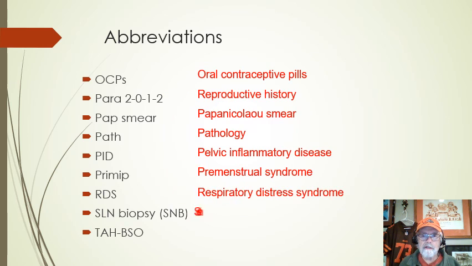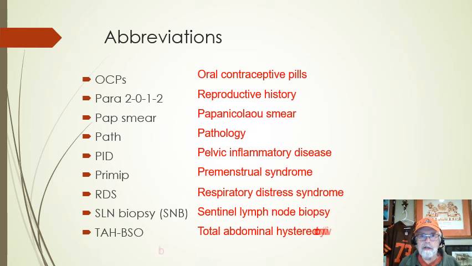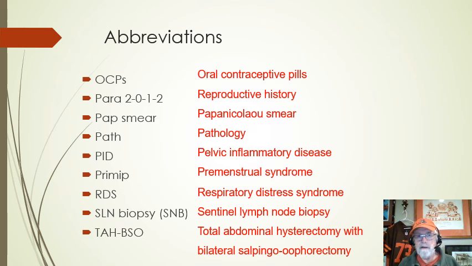What should you know in this list? The ones in here, OCP, oral contraceptive pills, that's a pretty good one. Pap smear. Pap actually stands, like I mentioned, for Papanicolaou. That's where that word comes from. So rather than say, I'm going for my Papanicolaou smear, okay? Pap smear is a lot easier. Path, pathology. PID, pelvic inflammatory disease. I think that one's important, okay? And I think this pretty much covers most of the abbreviations that I think are important for you.